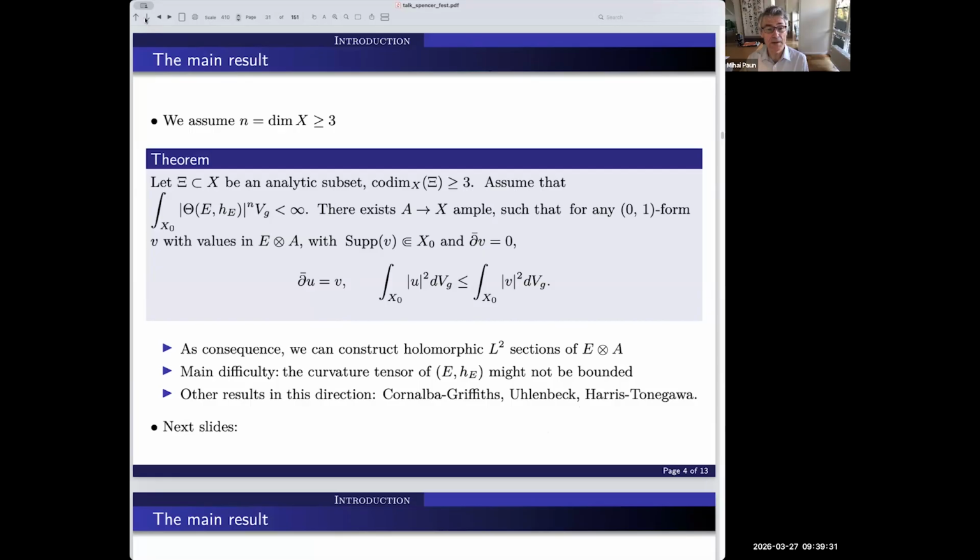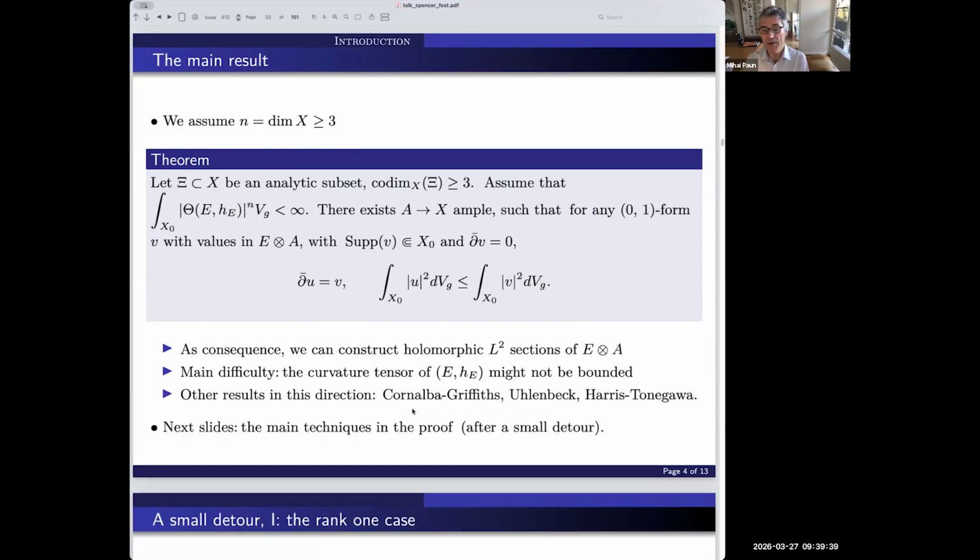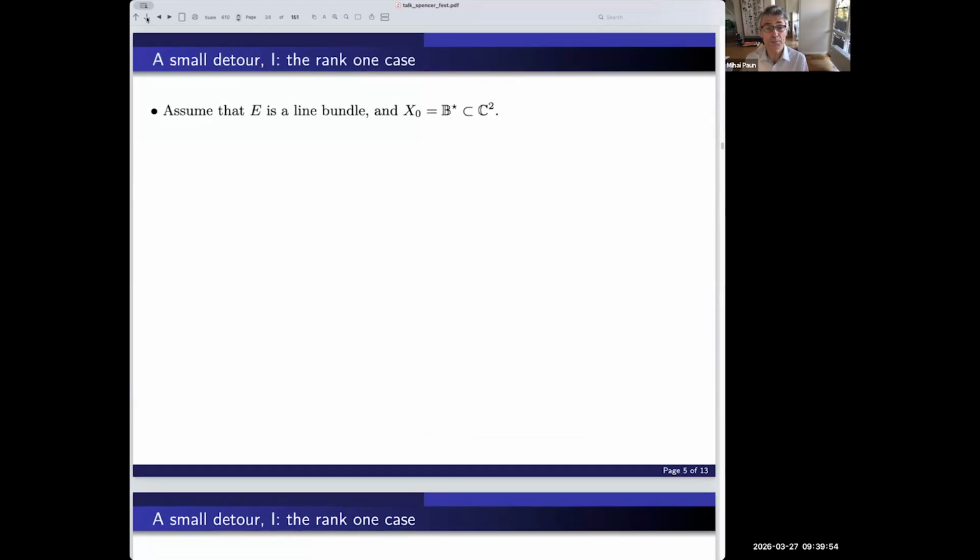Now, what you will see next is the main techniques in the proof, which I want to share with you. But first, let me take a small detour, for those of you who are not used to this sort of thing, just to try to explain a little bit why integrability of the curvature has something to do with extension of the bundle. So let's first have a small detour to the rank 1 case.